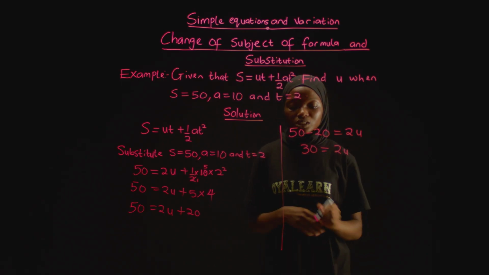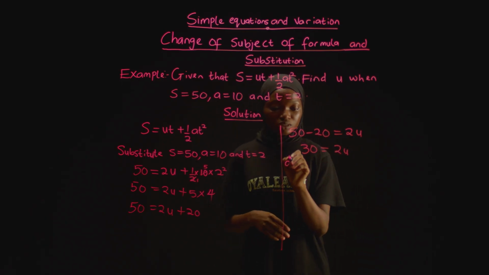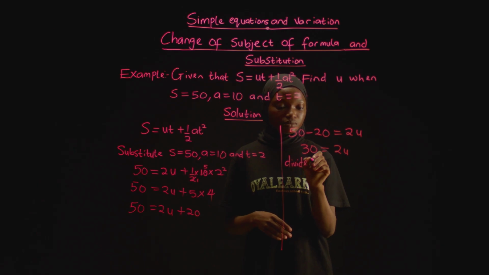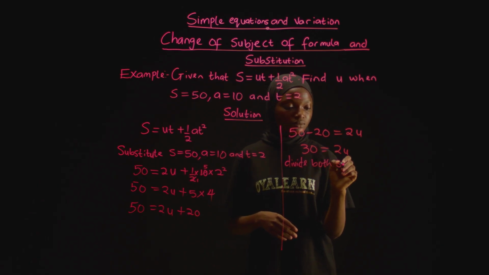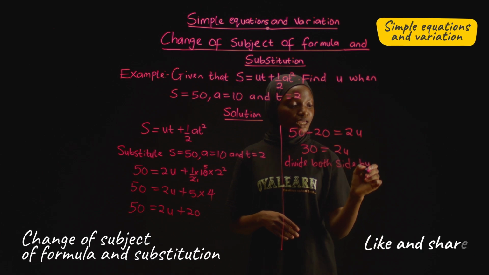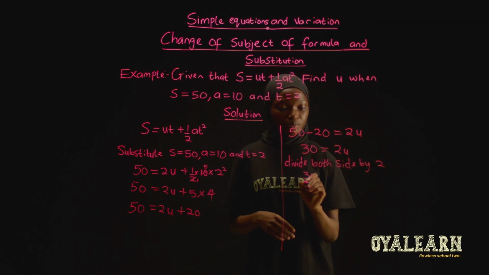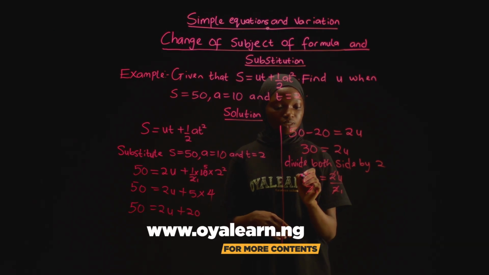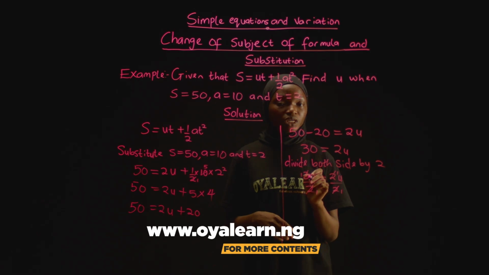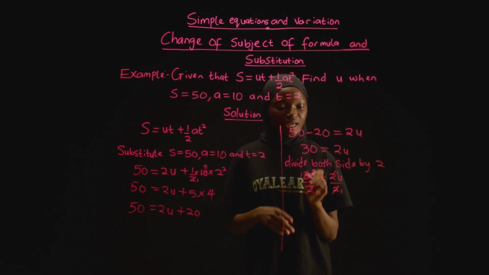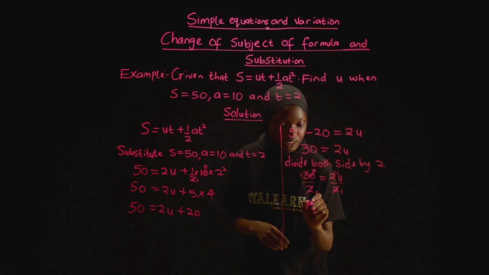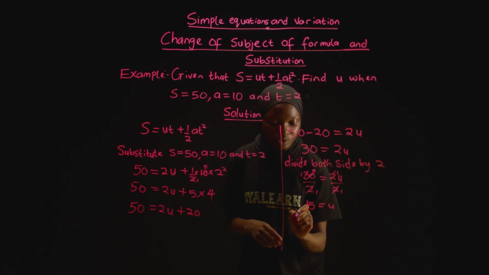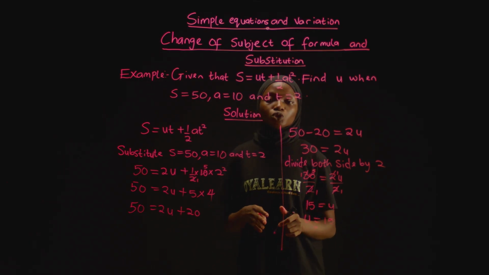And from here we can divide both sides by the coefficient of u. Divide both sides by 2. So we have 30 divided by 2 equals 2u over 2. 2 goes into 3 once, remainder 1. So here we have 10, 2 goes into 10 five times. And at that side we have 15 equals u, which can also be rewritten as u equals 15. And there we have our value for u as required.